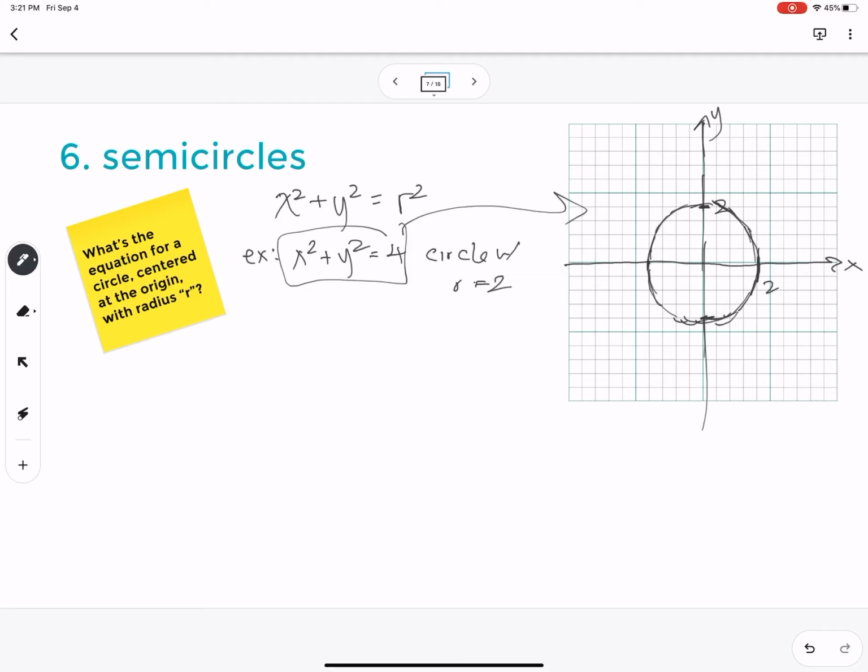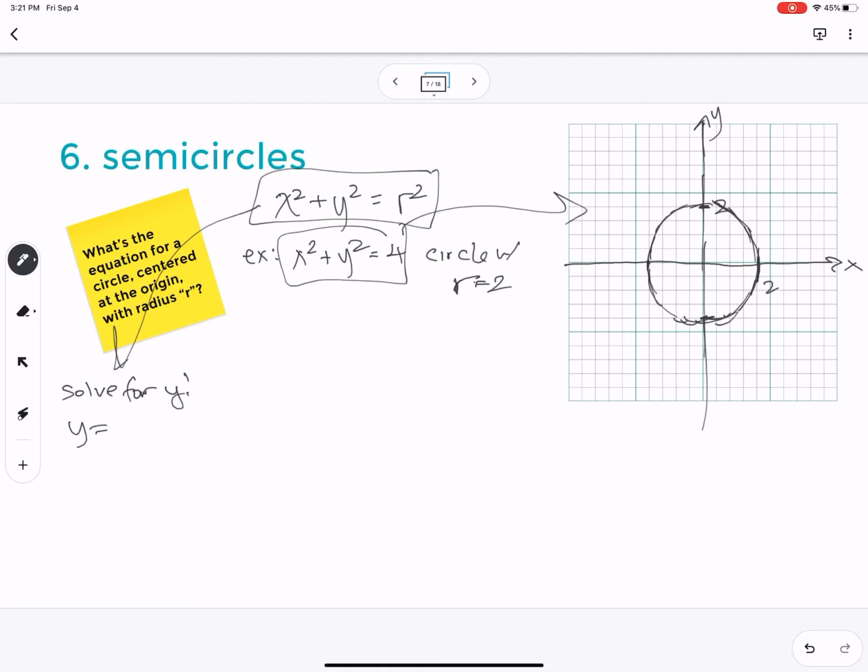This is not a function, right? It fails the vertical line test. We can't talk about its domain and range. So what we're going to be talking about is the semicircle. So you're going to solve for y. Go ahead and pause my video, solve for y, and come back to me when you're ready.